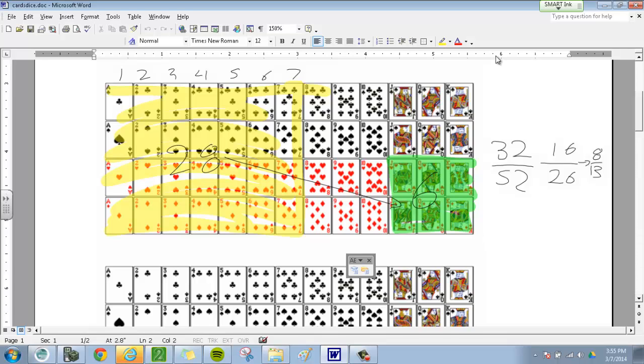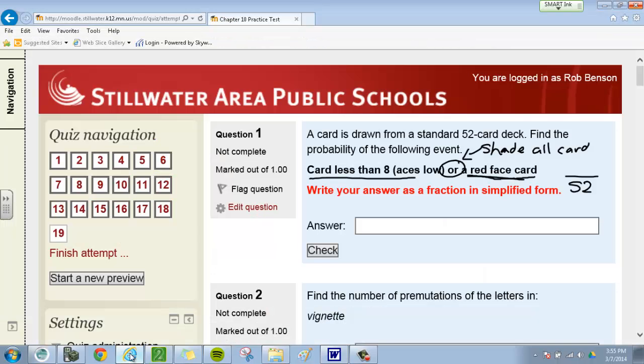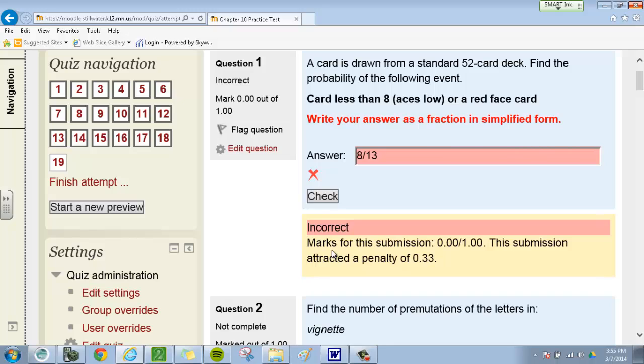Let's bring it back to the test. And we'll put in 8 over 13. Hopefully I started off on the right foot. Just say my answer is a fraction. Yeah, so there we go. Check that out. How do I do? Oh my gosh. That's a great way to start. What did I do wrong? Cards less than 8, ace is low, or a red face card. You're right, your answer is a fraction in simplified form.